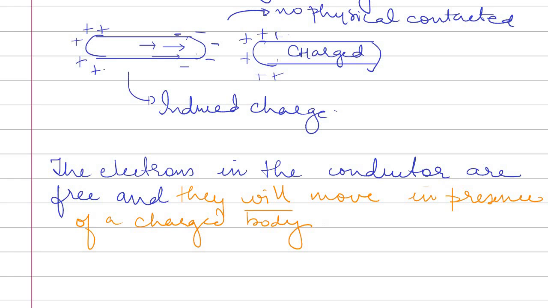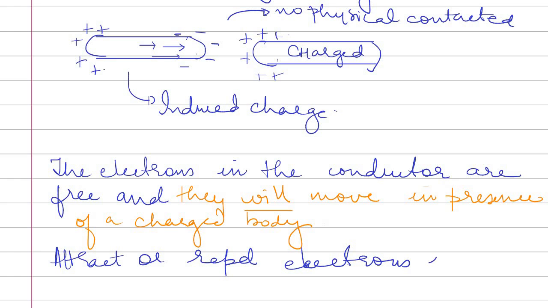Now, a charged body is going to attract or repel electrons in a conductor depending on its own charge. In this case, I have taken a positive body, so electrons will get attracted. If this was a negatively charged body, the electrons would have got repelled, and we would have had a positive charge here in the conductor.